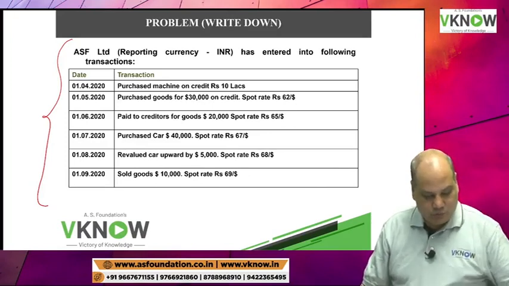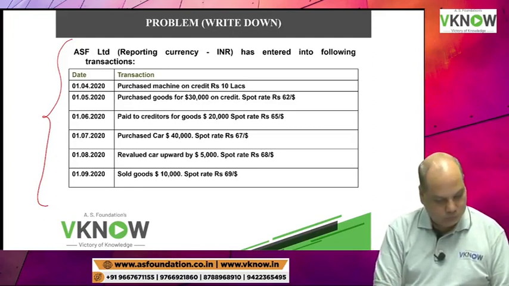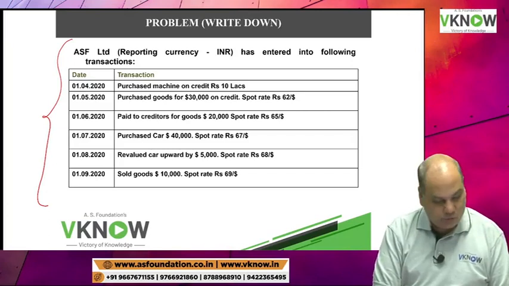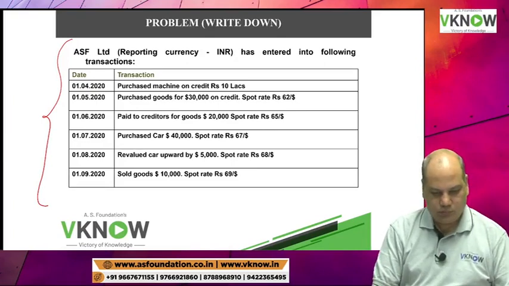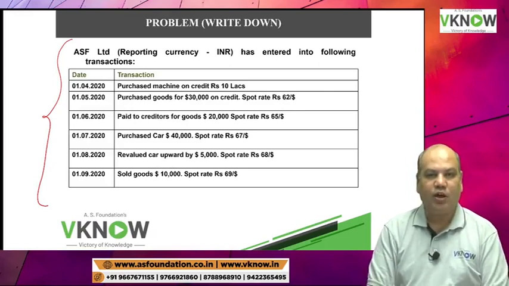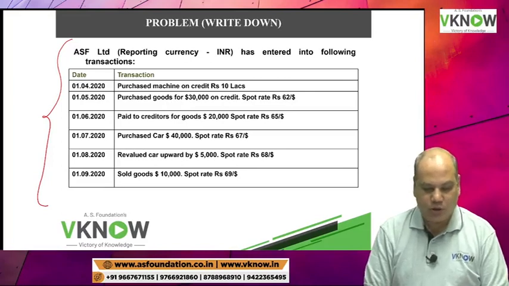1/5/2020. Purchased goods for $30,000 on credit. Spot rate equal to rupees 62 per dollar. Come on, fast.